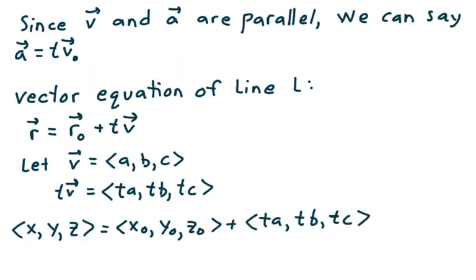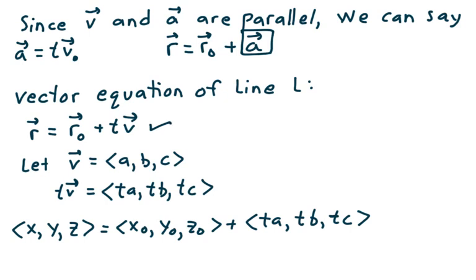Next page. Since V and A run parallel, we can say that A is a scalar multiple of V. So in other words, A is equal to T times V. Now, remember that R is equal to R naught plus A. But I'm going to replace A with TV. So that says R is R naught plus TV.